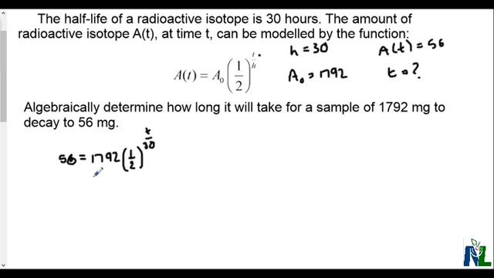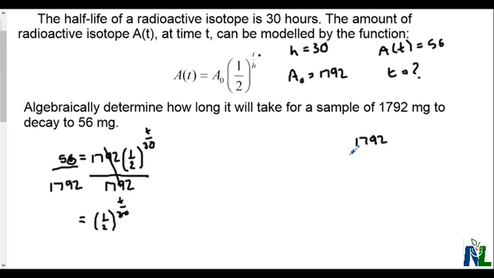So I'm going to divide both sides by 1,792. So that means that they're going to cancel on this side. And I've got 1/2 to the t over 30. Now, a useful strategy for simplifying the left-hand side here, as opposed to trying to find something common that divides in the top and the bottom, or ending up with a decimal answer, would be to take 1,792 and divide that by 56. If I do that, I'm going to find I get a value of 32. So what that means is that this side of my equation will simplify to 1 over 32.